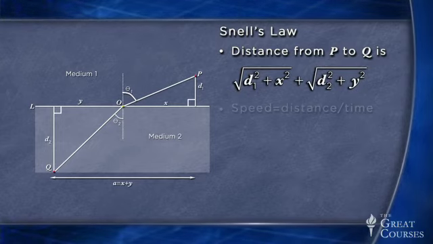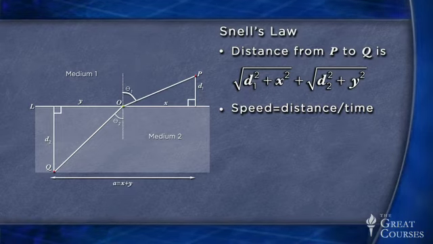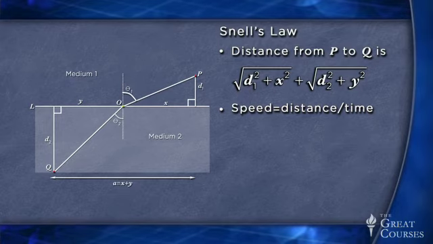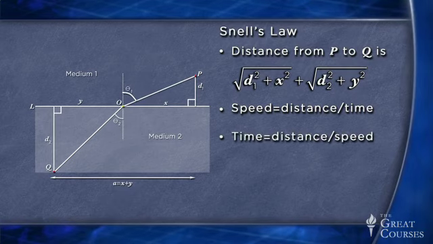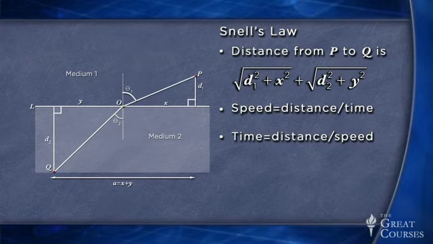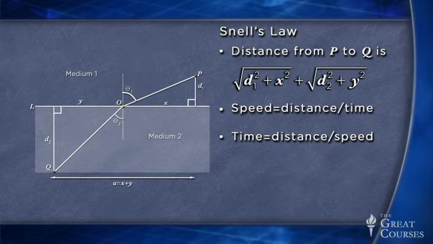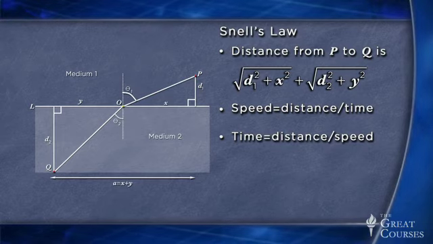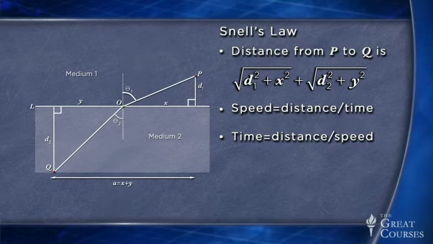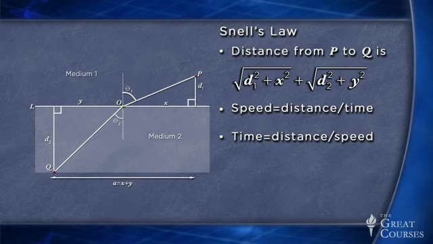Now, speed is equal to distance divided by time. For example, speed is miles per hour, distance divided by time. That means time is equal to distance divided by speed, just multiplying through by time and dividing by speed. This is what we want to minimize. We want to minimize the time that this light wave takes from going from P to Q. So it's time that we want to minimize, distance over speed.